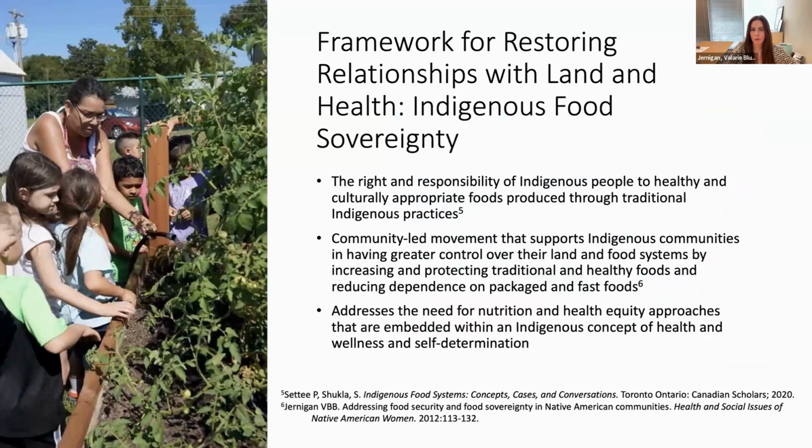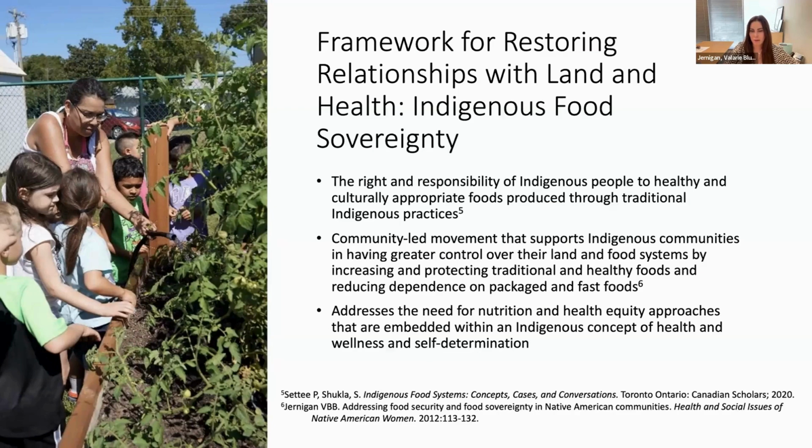And the framework for restoring these relationships with land and health is Indigenous food sovereignty, which you probably know well, the definitions, but I've included the definition that we use here: the right and responsibility of Indigenous people to healthy and culturally appropriate foods produced through traditional Indigenous practices.